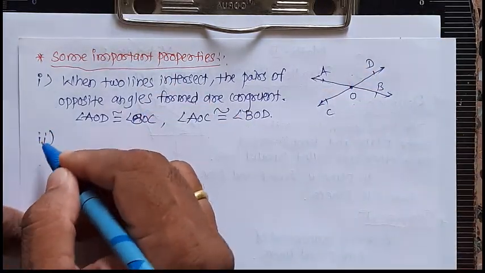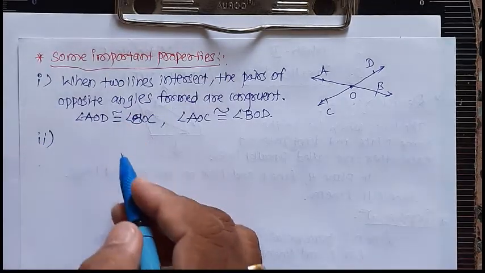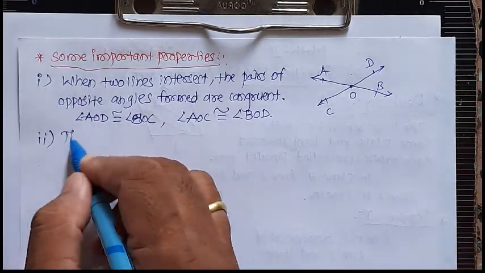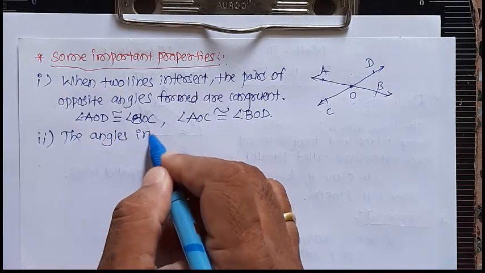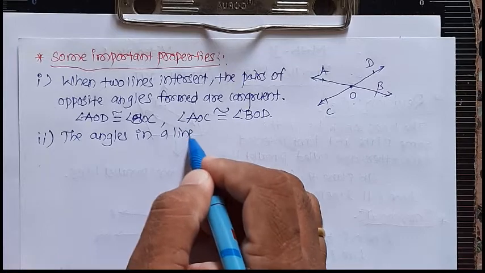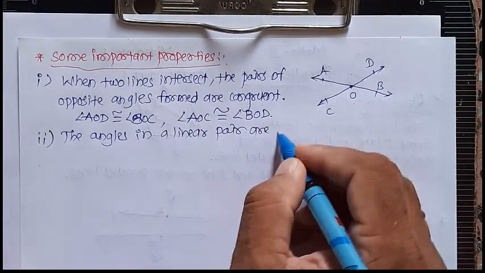Then the second property is that the angles in a linear pair are supplementary.